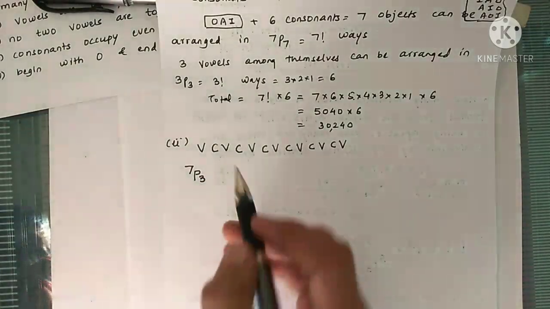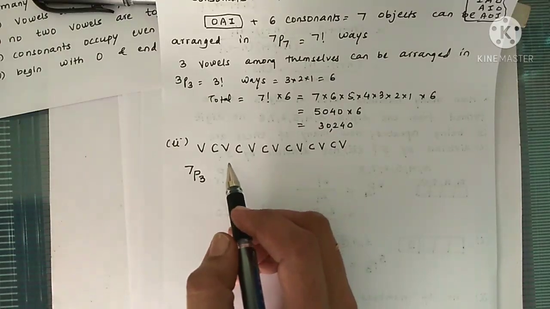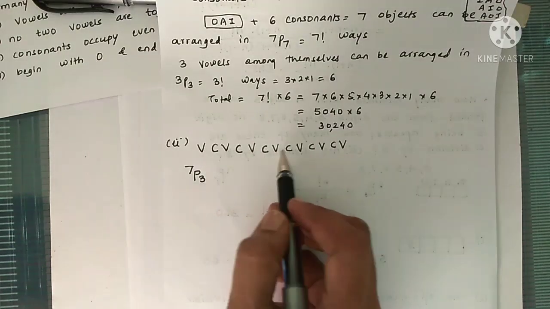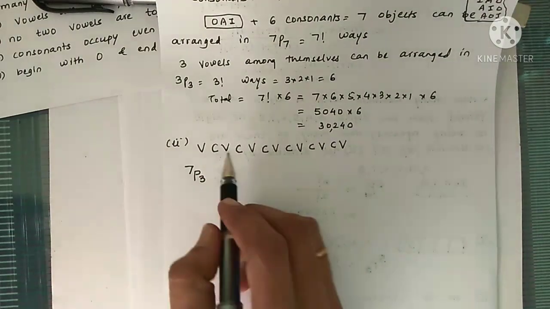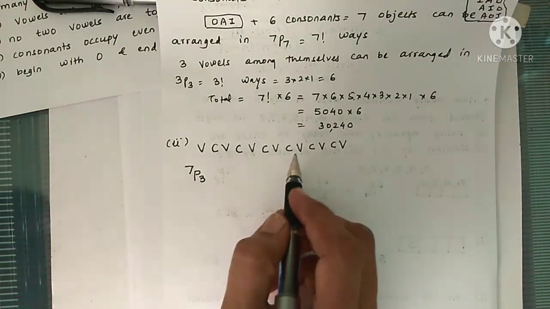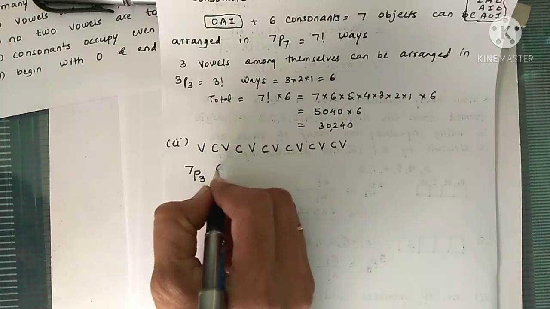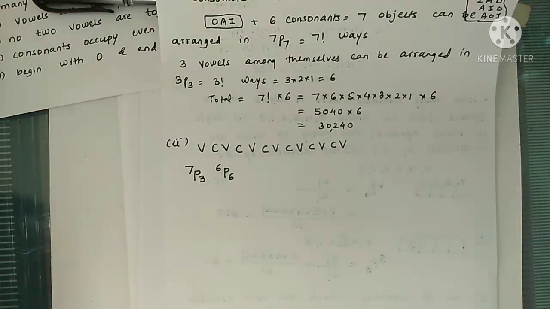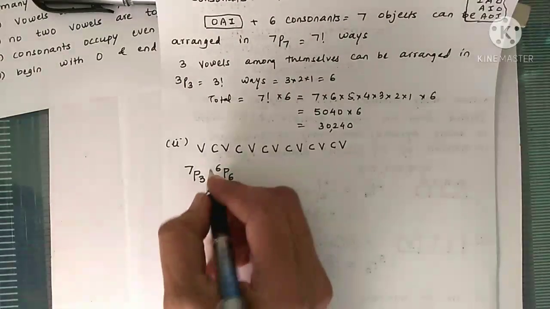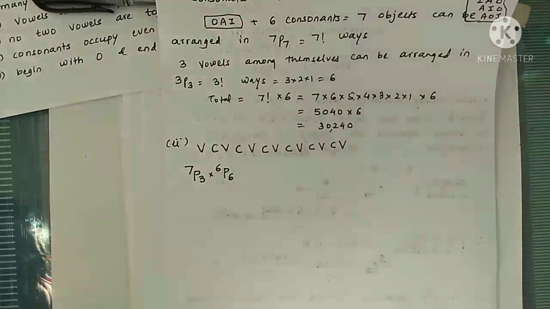Okay, the first part is done. The 3 vowels are now arranged. Now we want to arrange the 6 consonants on the 6 places. So we have 6 places and 6 consonants. That can be done in 6P6 ways. And to find the total number of ways, we have to multiply these two.